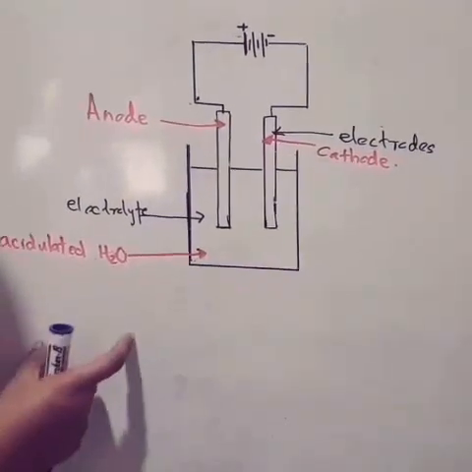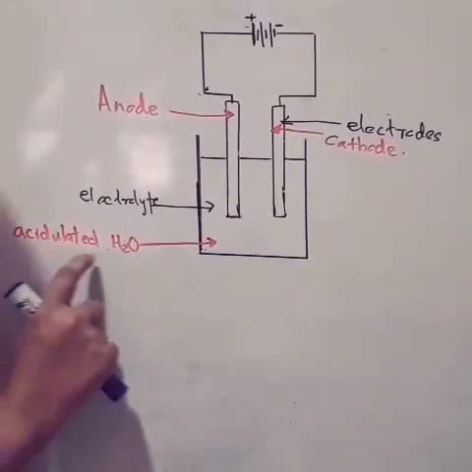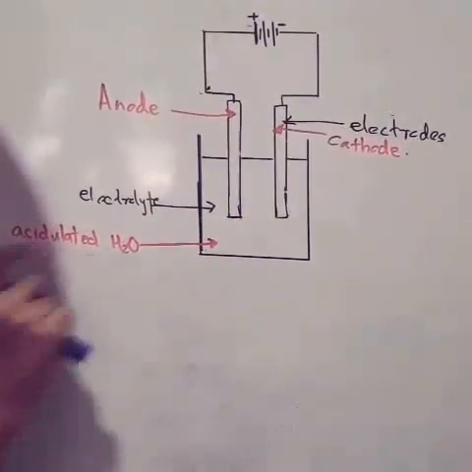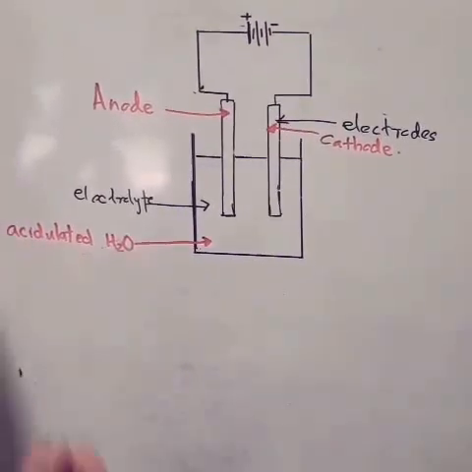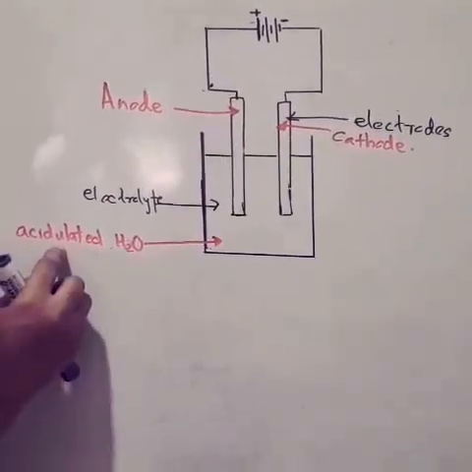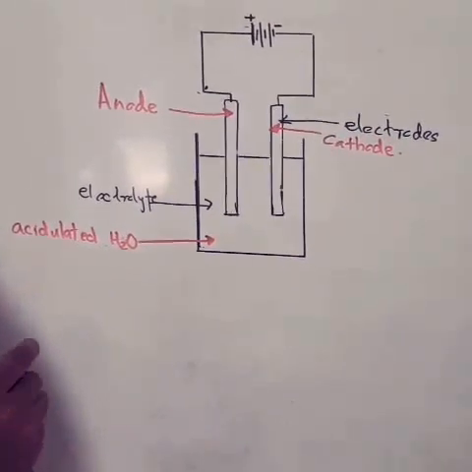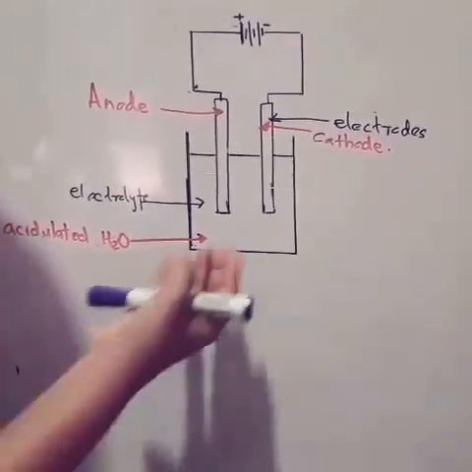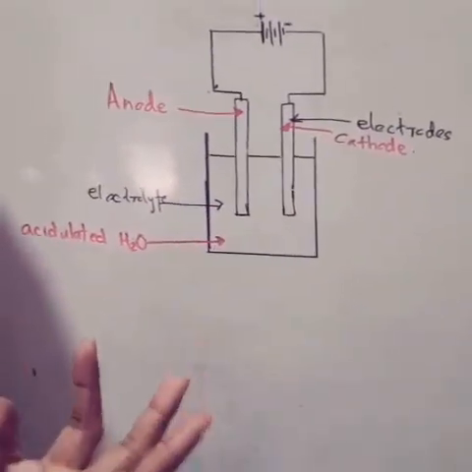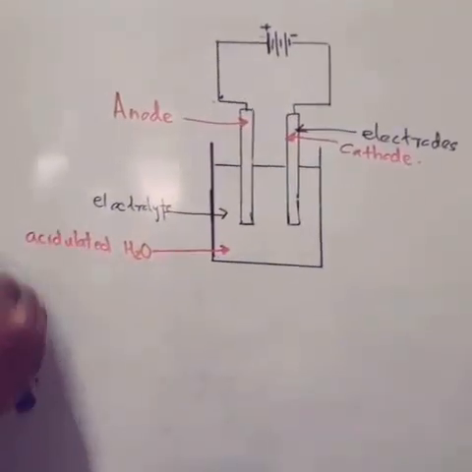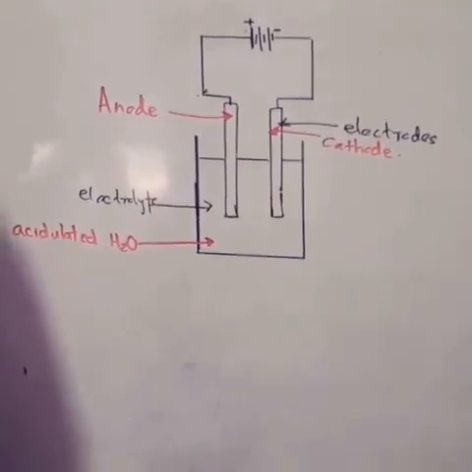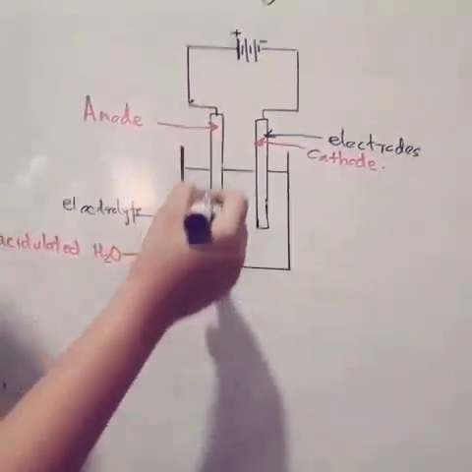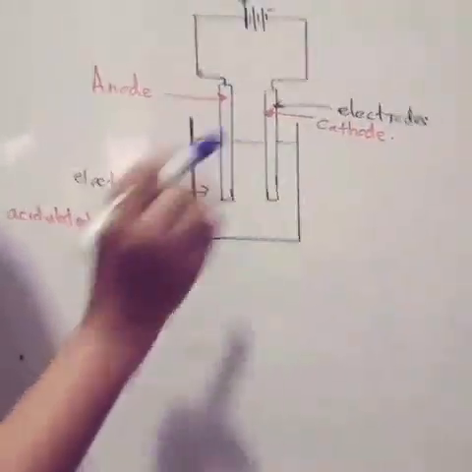In the electrolysis of water, we load this equipment with water, and to increase the conductivity we use some acid. Therefore, this is called acidulated water. We put some acid because acids increase the amount of protons in the solution, which increases the conductivity. Then we switch on this circuit, and the electricity moves through the solution.